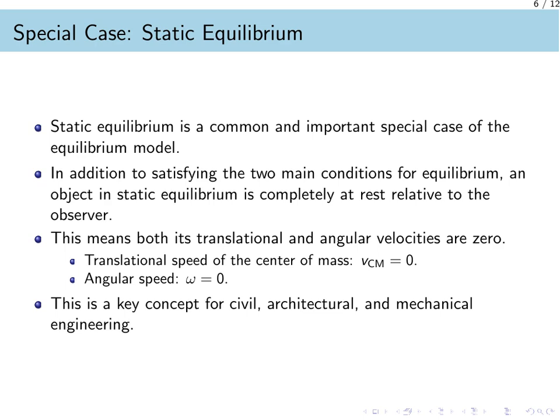Think of a bridge supporting traffic, or the frame of a skyscraper. These structures are designed to be in static equilibrium, remaining stationary under the various forces they experience. This concept is fundamental to many fields of engineering. So the key takeaway is that for an object in static equilibrium, both its acceleration and its velocity must be zero.